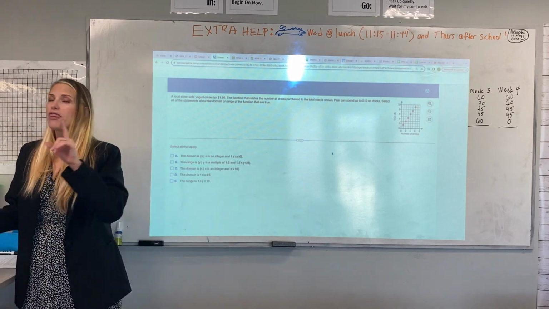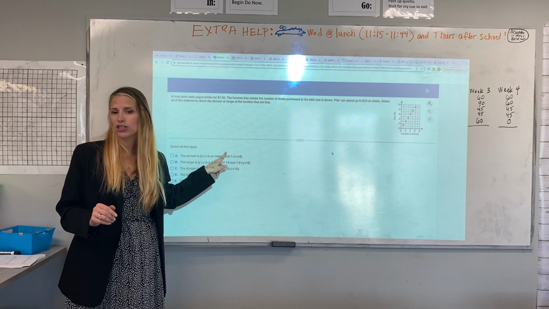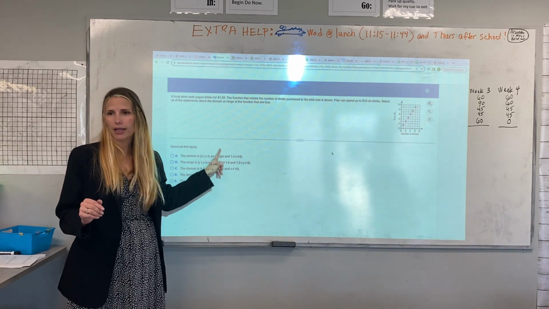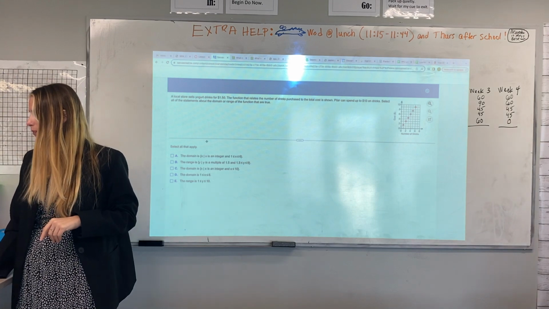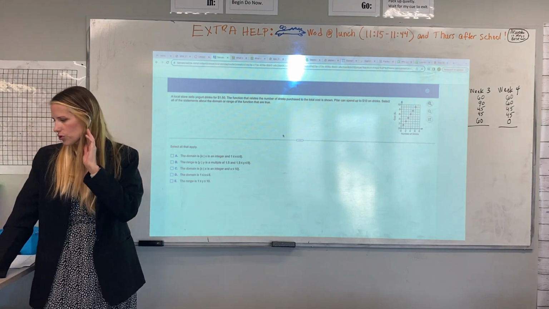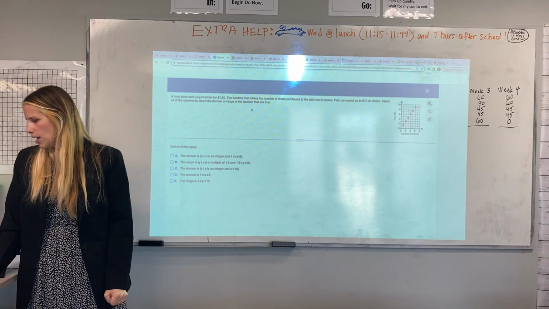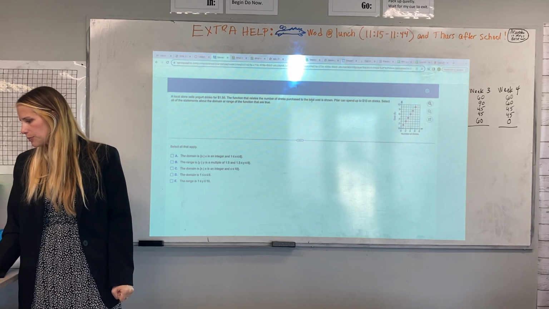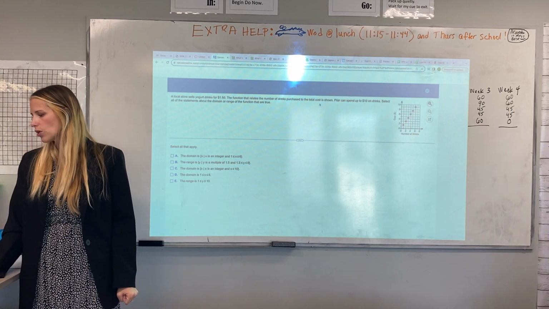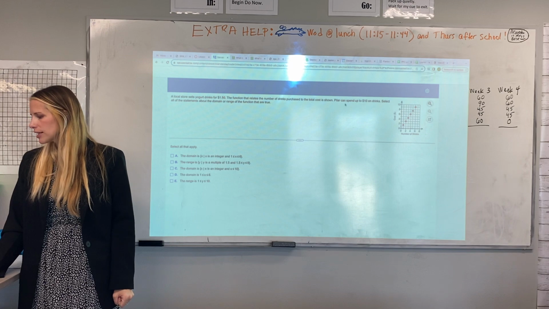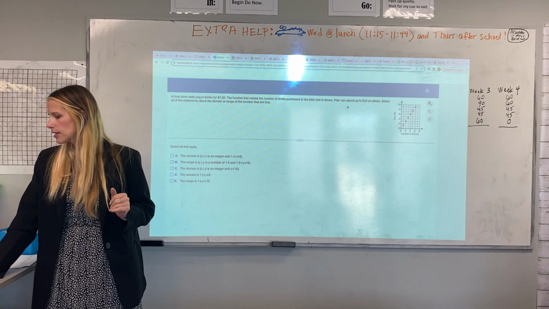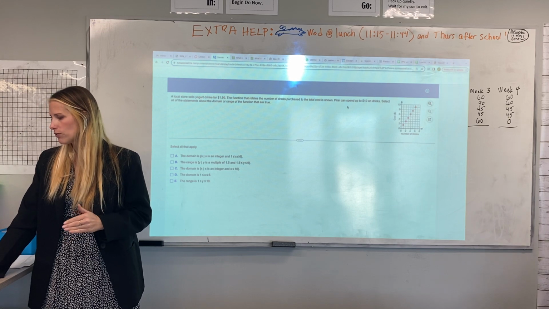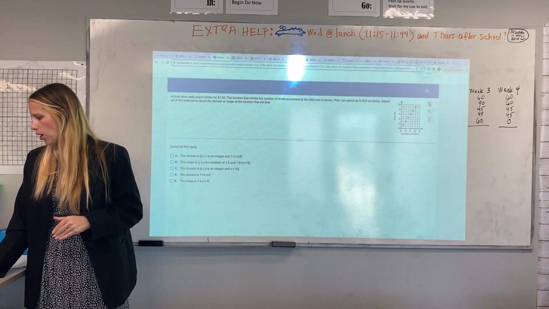Be quiet. This question right here is a test question. It looks just like one of the test questions that you will have at the end of this topic. That's why I included it. A local store sells yogurt drinks for $1.50. The function that relates the number of drinks purchased to the total cost is shown. Pilar can spend up to $10 on drinks. Select all the statements about the domain and range of the function that are true.